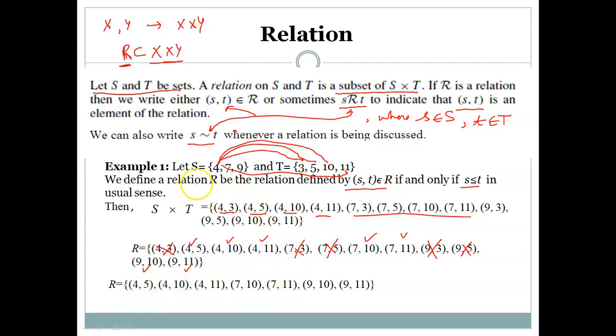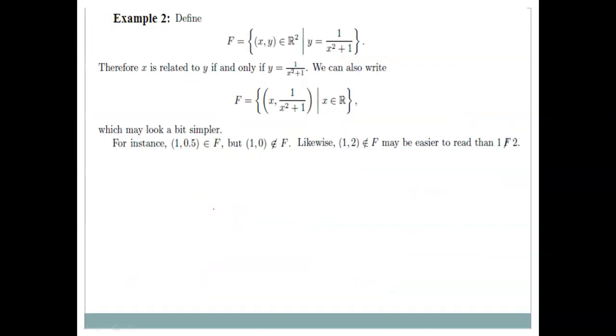So when you define the relation R in such a way that the ordered pair (s,t) belongs to R if and only if s is less than or equal to t, then this R is the relation, this set is the relation on S cross T. So this is the definition of relation and one example we have considered. Now you see the second example.